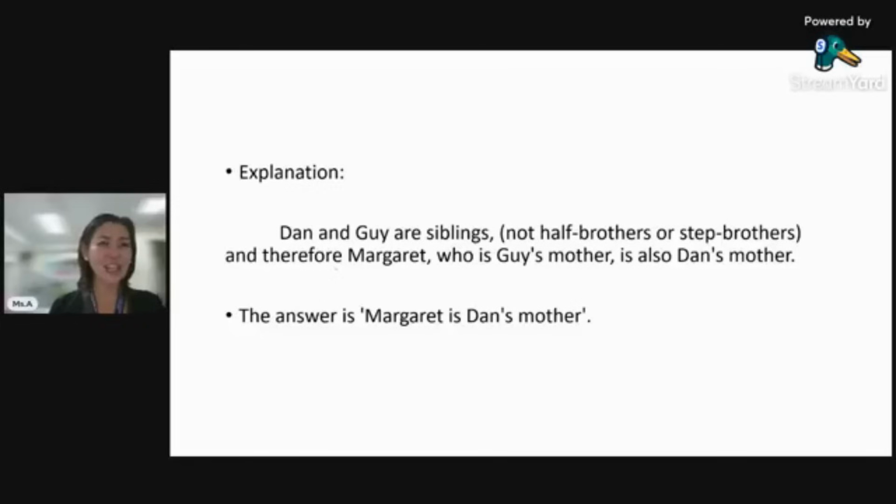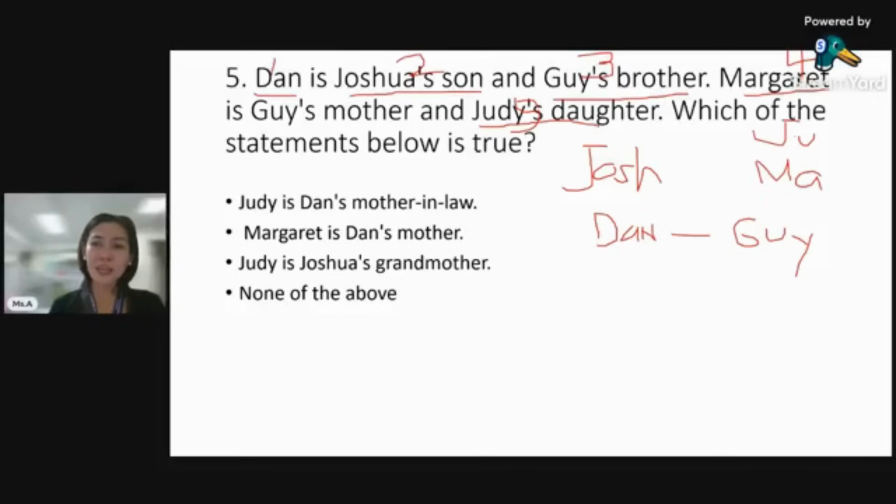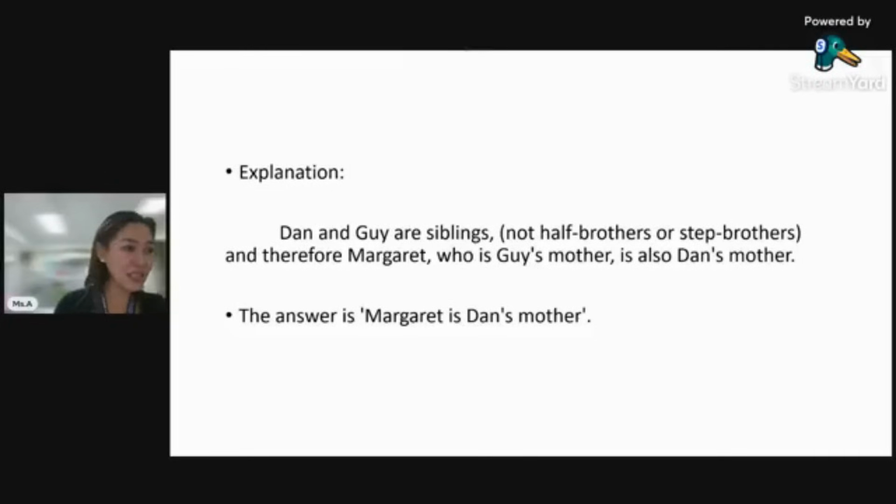Kasi po si Dan at saka si Guy, sila po ay magkapatid. Tunay na magkapatid. Hindi po half-brother, hindi po step-brother. Okay? Tapos, si Margaret po ay nanay ni Guy. Therefore, kung magkapatid sila, nanay din po ni Dan si Margaret. Itong si Margaret ay may nanay din, no? Which was mentioned also. Ang nanay niya, ang name ay si Judy. Which is, ang nanay ng nanay mo, natural, ay lola mo. Diba? Alright? So, the answer is, dun po sa given po, si Margaret po ay nanay ni Dan.